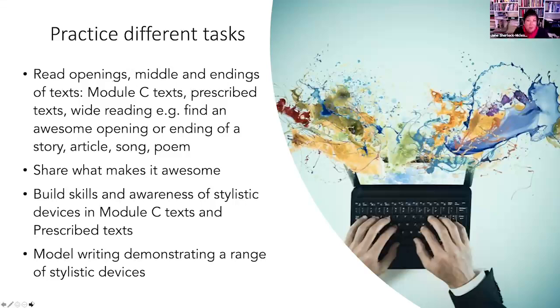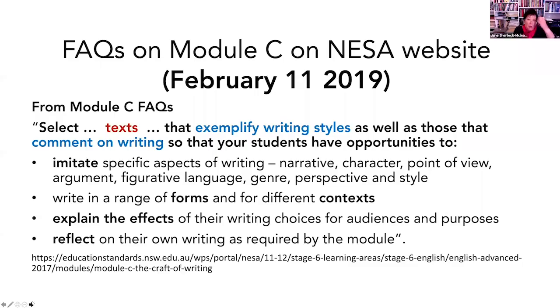But it is immersing yourself in really, really good examples. So let's just have a look now at what it says about the text. It says that there are texts that exemplify, in other words, show writing styles, as well as comment on writing. So you will get some texts that will tell you about how to be a writer, and then there'll be texts that will tell you about writing, and give an example of really good writing. And I'd be looking at some examples of both of those different kinds of texts.